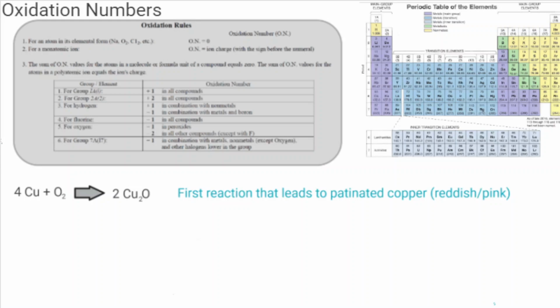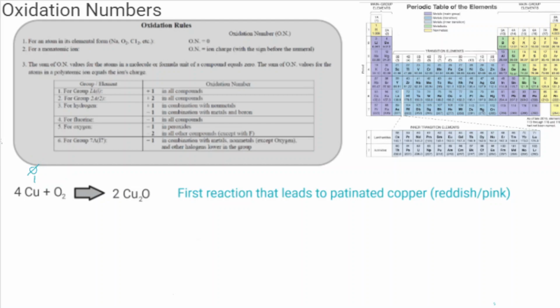So in order to do this, we're going to look at our reactants first. We're going to start off with our copper reactant, and there's no other elements in this. It is an atom that is in its elemental form. And so we can look at our chart here and we'll follow rule number 1, where our oxidation number is going to be equal to 0. And so we can just put a line down and put a 0 to note that its oxidation number is 0.